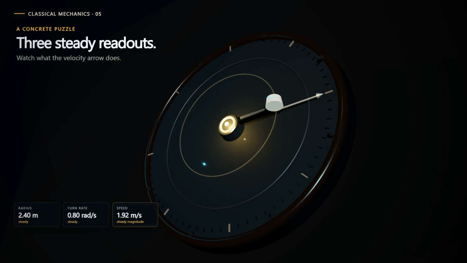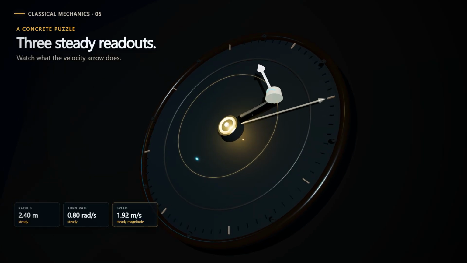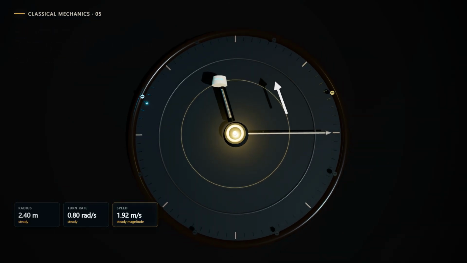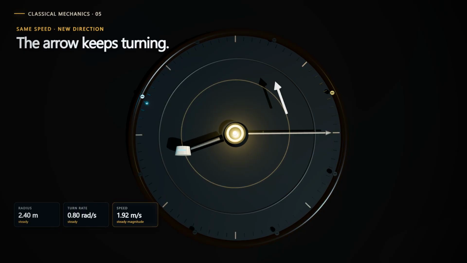Watch this tracer circle the hub. Its distance from the center stays fixed. The turning rate readout stays fixed. Even its speed stays perfectly fixed. So is its acceleration 0?